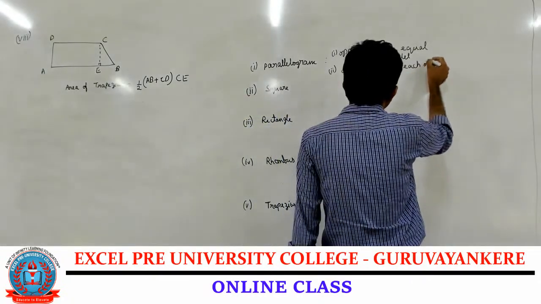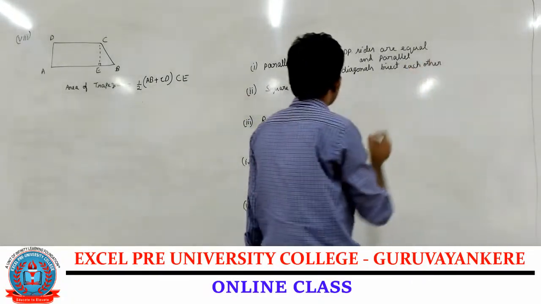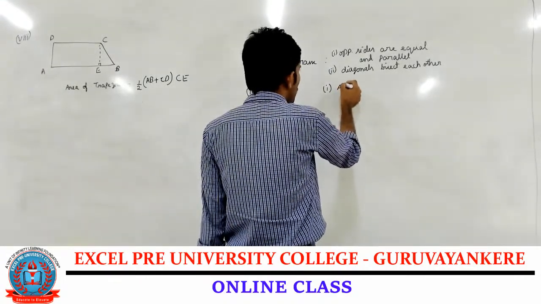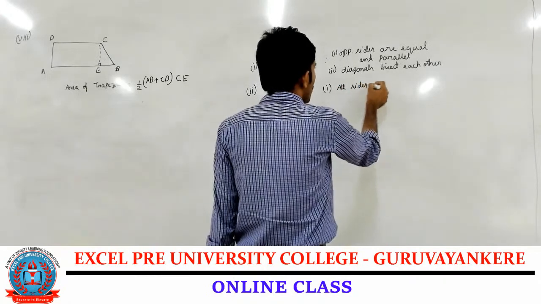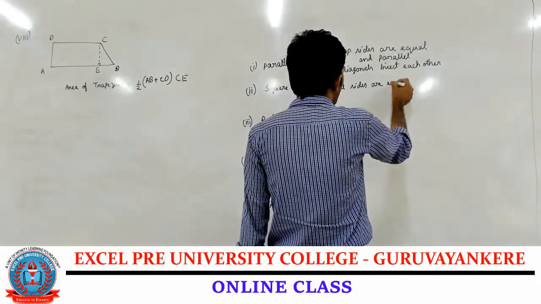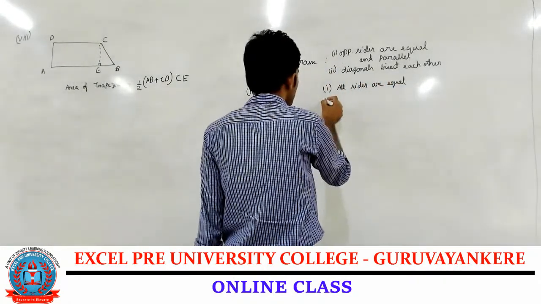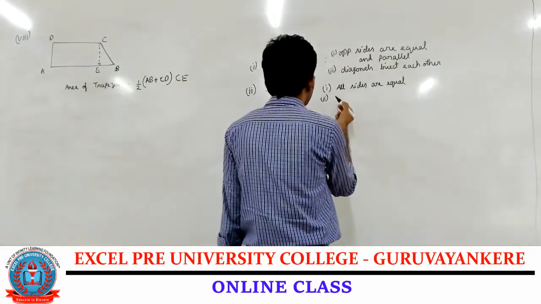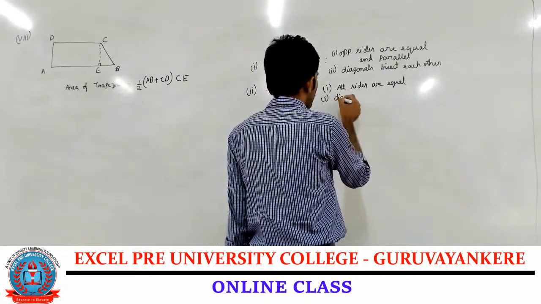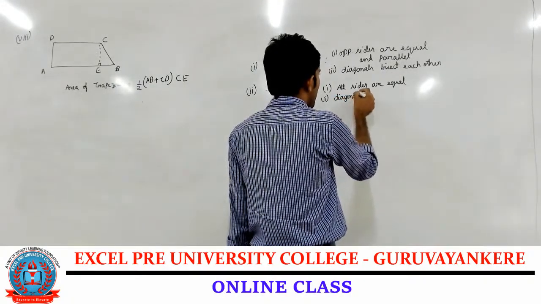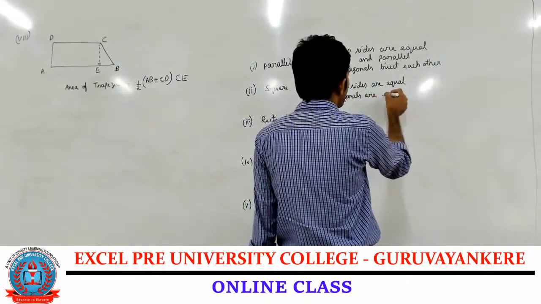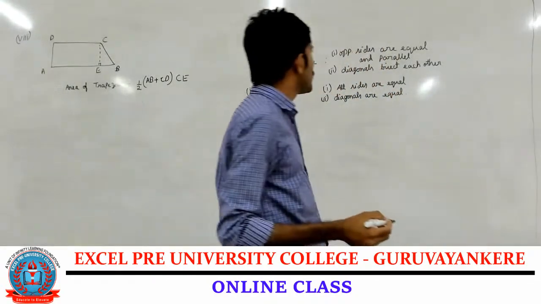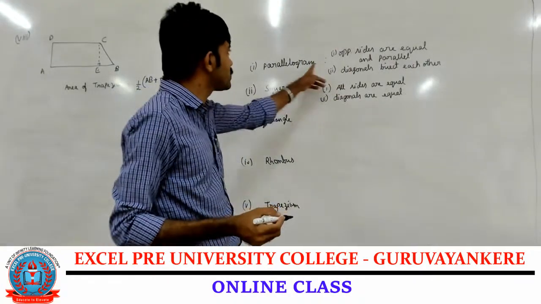In a square, all the sides are equal. Further, the diagonals are equal. Opposite sides are equal and parallel, and the diagonals bisect each other, as in a parallelogram.